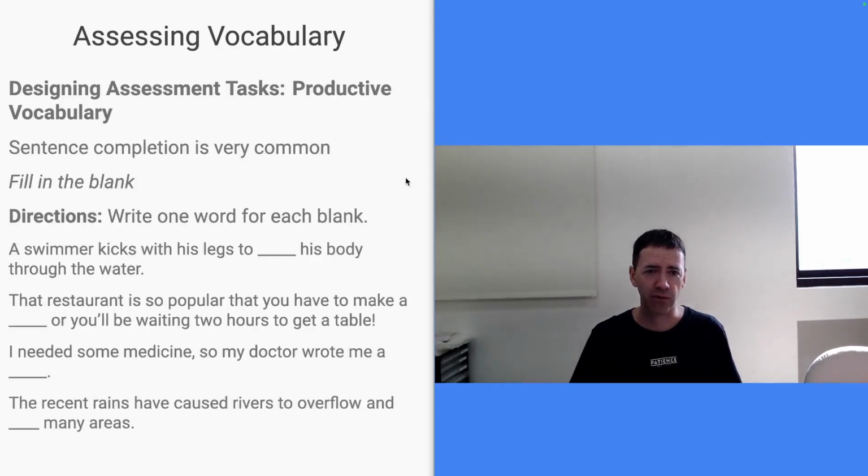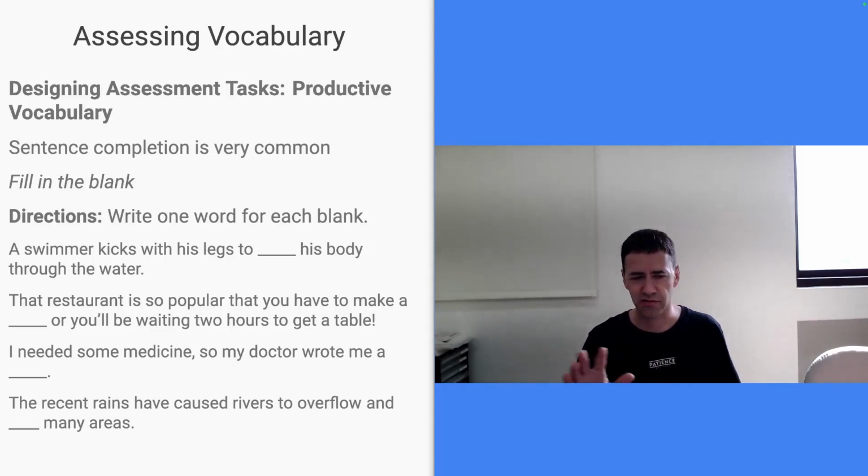Okay, now we're moving to productive vocabulary. So for this type, sentence completion is very common. Probably you've done a million of these in your testing career. Write one word for each blank, right? Swimmer kicks with his legs to. Now, for these, they're open-ended.